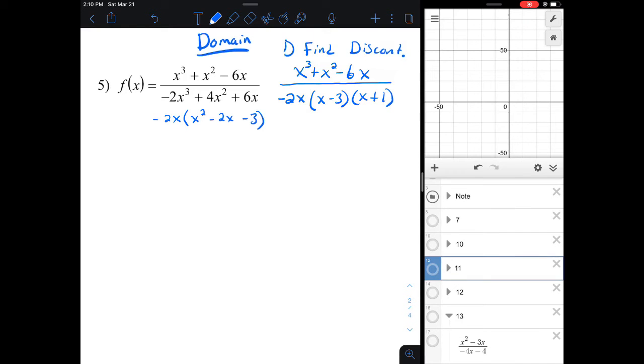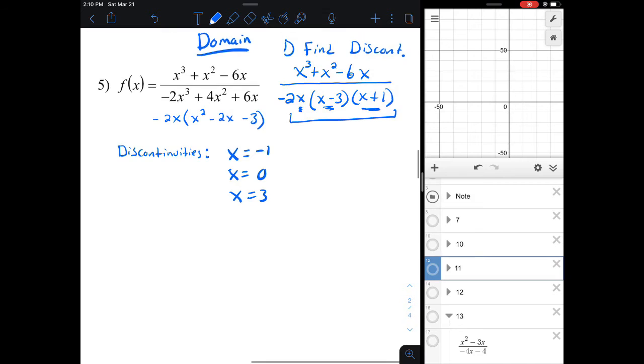Now, I look, there's 3 numbers that could make that denominator 0. So my discontinuity points, I'm going to write them in order from smallest to largest. So I have a discontinuity at x equals negative 1, which is this one here. At x equals 0, that's because of the x. And then at x equals 3, because of the x minus 3 there.